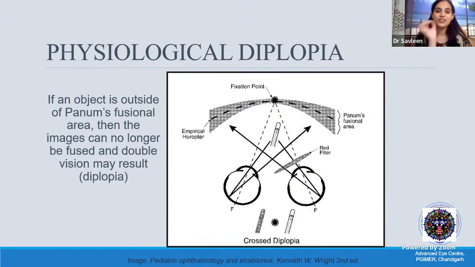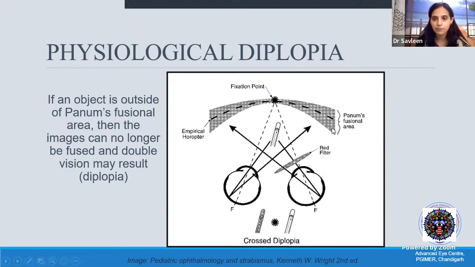After we have understood what the empirical horopter and Panum's fusional area are, we also need to understand that despite having to see a lot of things at the same place at the same time, we still do not see diplopia in normal day-to-day life. So this Panum's fusional area is shaped roughly like an ellipse, shallow in the center and broader in the periphery. So anything beyond this fusional area will naturally be perceived as double.